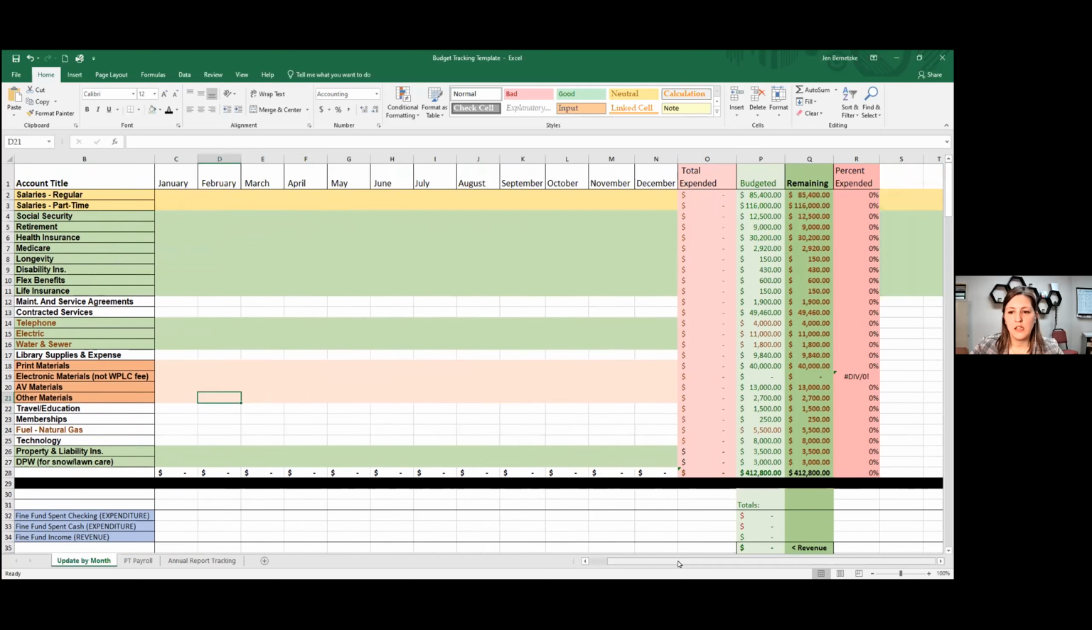If I scroll this way, you can see it'll total my expenditures. All I did at the beginning of the year is enter my budget numbers down this line, what I had budgeted in each line item. And then the formulas took care of what's remaining, what percent I expended, and how much I expended in total. So if I did 4,500, as I enter each month's expenditures, it does the math for me. And you can see, in an instant, exactly where you stand.